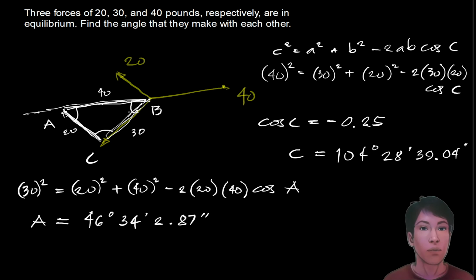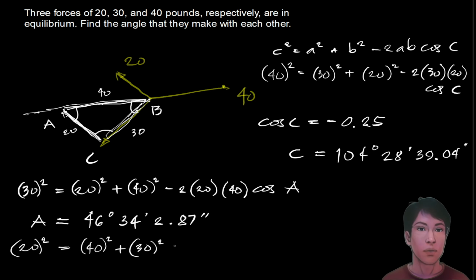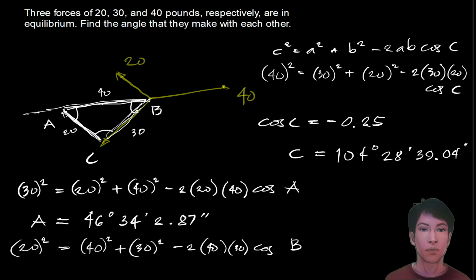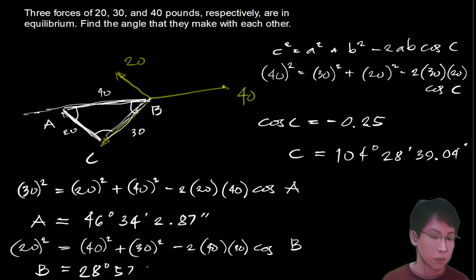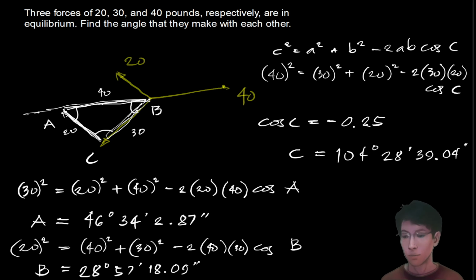And for angle B, this is 20 squared equals 40 squared plus 30 squared minus 2 times 40 times 30 cosine B. So this one, opposite of 20, cosine B. And B is 28 degrees, 57 minutes, 18.09 seconds.